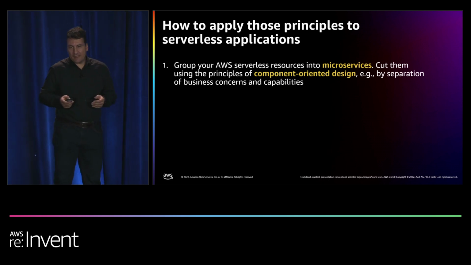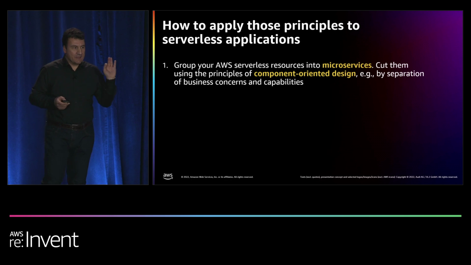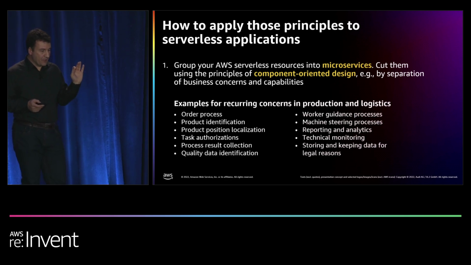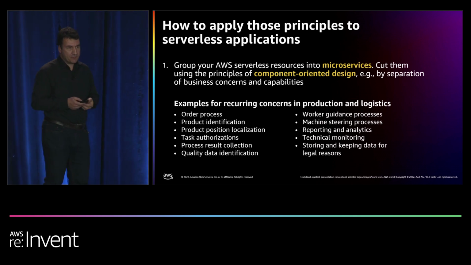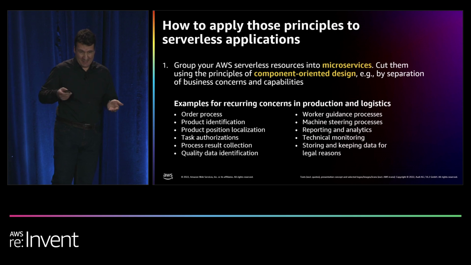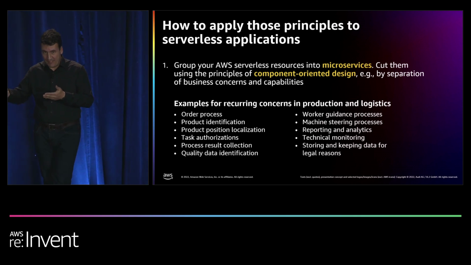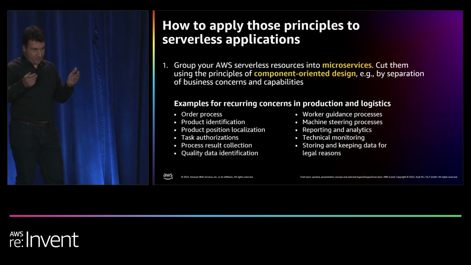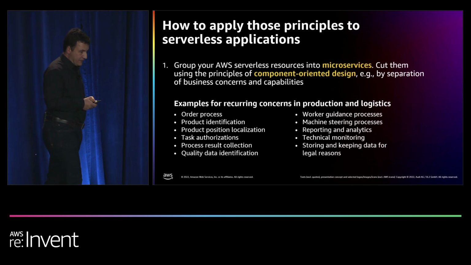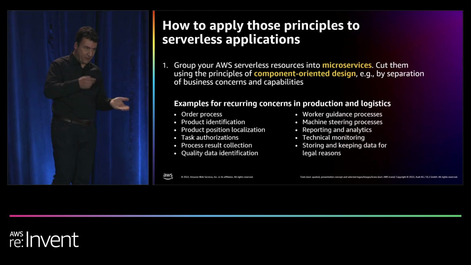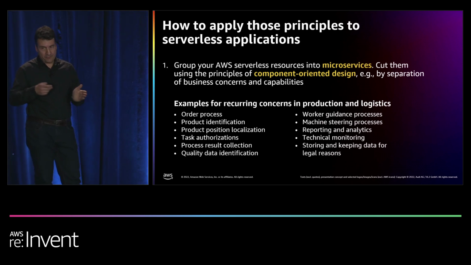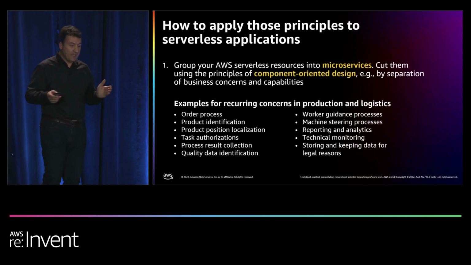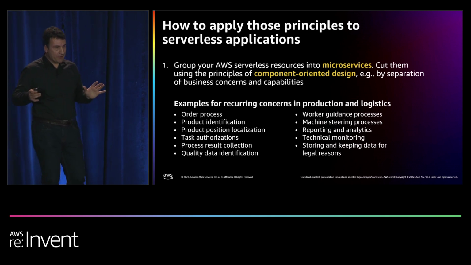What we did at Audi, for example, was that we made a drill down of our concerns or business domains that we have in production and logistics. And we saw those are similar across the plants. So we have order process, product identification, product positioning localization, task authorizations, process result collection, and so on. So these are the high-level domains that we have.